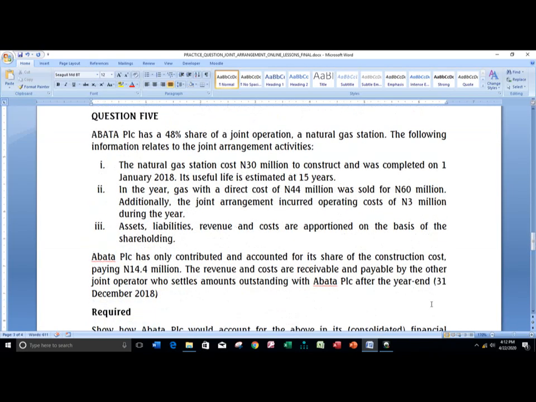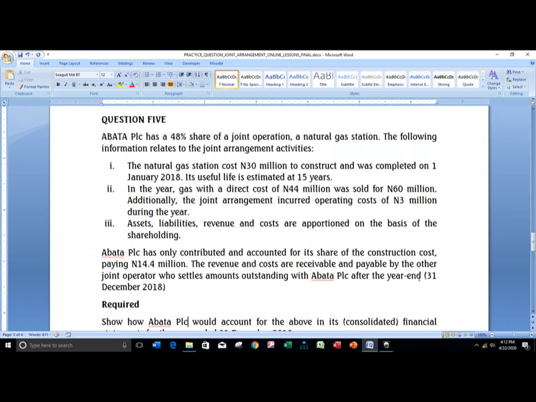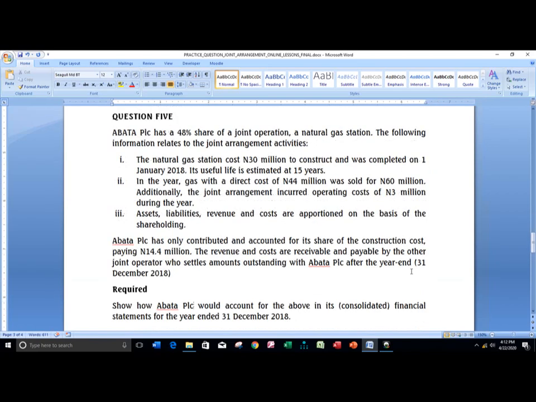So can you see? I want us to have at least a glance. I think we captured it this way. Let me reduce it a little bit more. So how do we deal with this? Abata will have to take his own share of the revenue. And remember what IFRS 11 says about joint operation. You take your own share of assets, your own share of liabilities, your own share of income, and your own share of expenses. So you take your own share into your separate financial statements when you are preparing your consolidated financial statement. That's exactly what we are going to do.